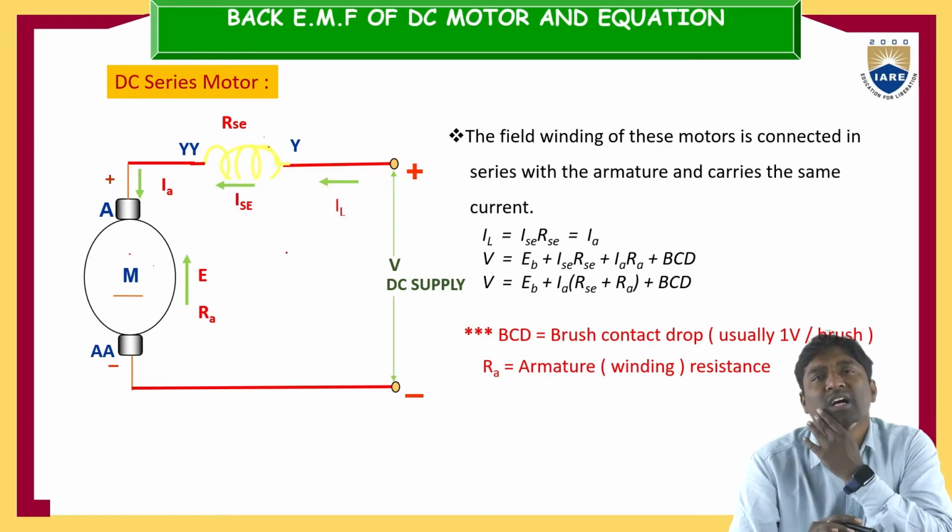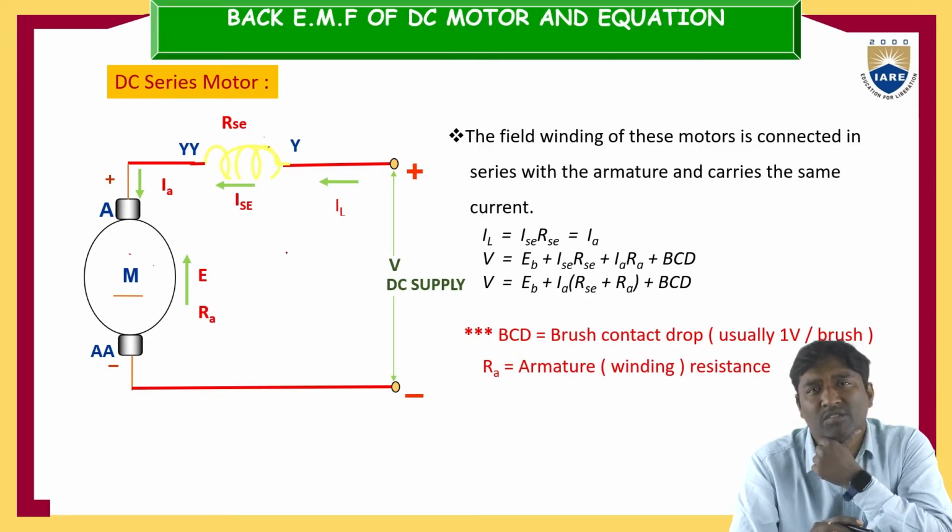In case of the direction of the induced EMF in a DC generator, that depends on Fleming's right hand rule.